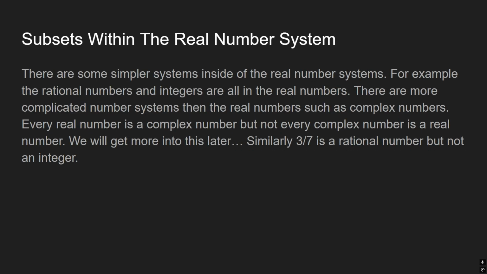There are some simpler systems inside of real number systems. For example, rational numbers and integers are all considered to be real numbers. There are more complicated number systems than the real numbers, such as complex numbers, which we'll get into in another video. Every real number is a complex number, but not every complex number is a real number. We'll elucidate more on this later, though similarly, 3 over 7 is a rational number, but it's not an integer.